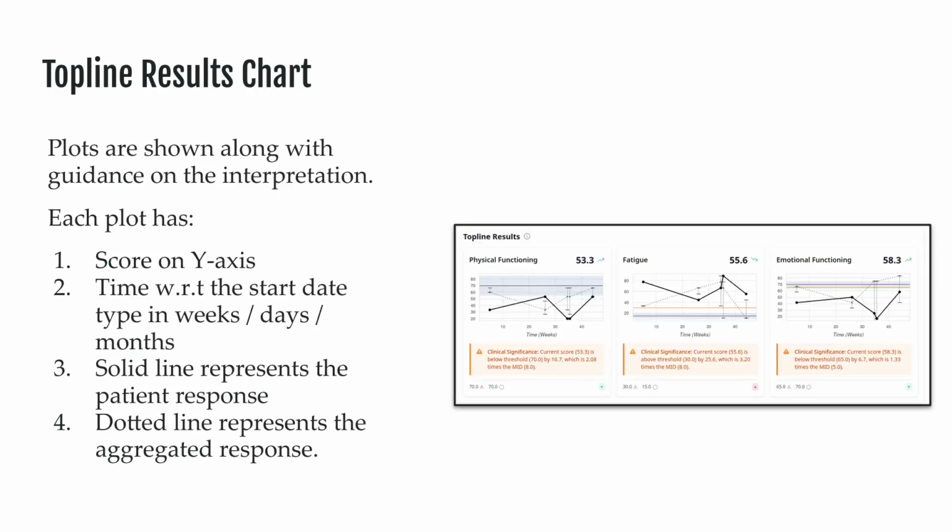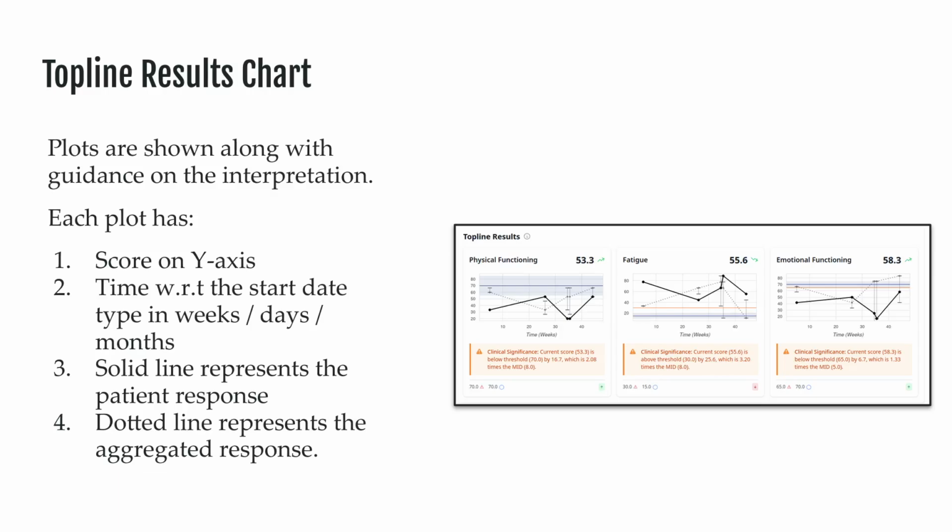Each top line result has the list of constructs and associated charts which provide information on the type of score that has been there and why this is being considered as meaningful. Each chart is a line chart where the score is plotted on the y-axis. The time is given in weeks, days or months, determined primarily by the type of units that you have selected. Now it is important to remember that we are not displaying the date, but when you hover over the points in the line, you can see the date of response.